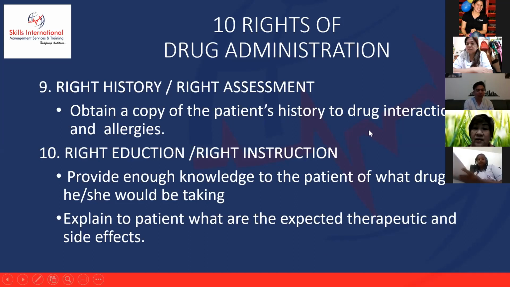Okay? Because some of the patients or the patient's relatives are the argumentative type. They just want to argue with you, that "I already learned about this, I already Googled it," as if they know better than you. So explain to the patient what are the expected therapeutic and side effects.